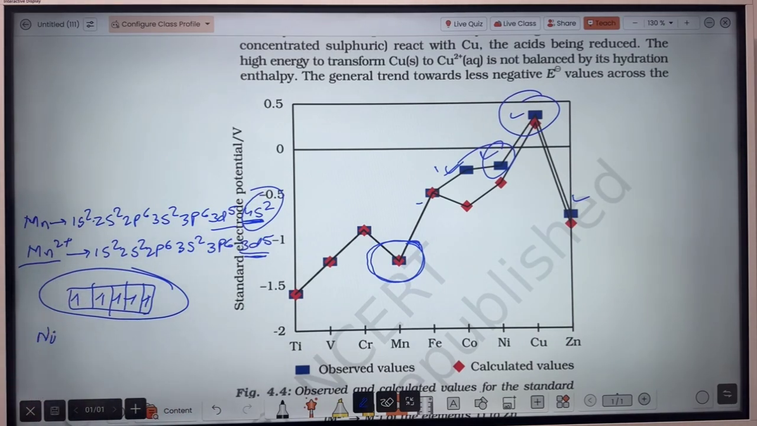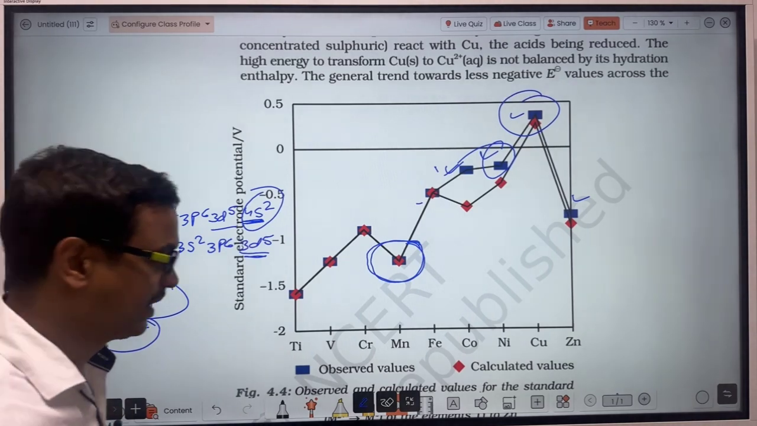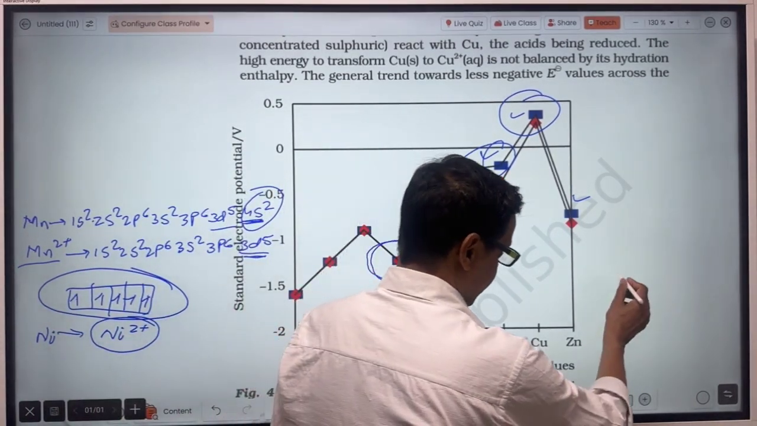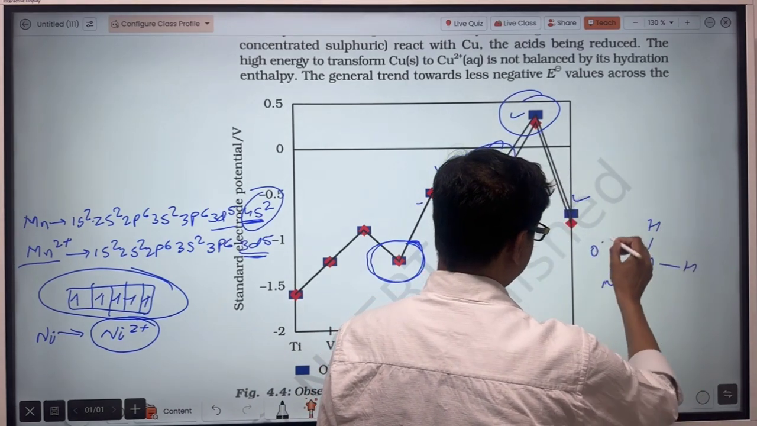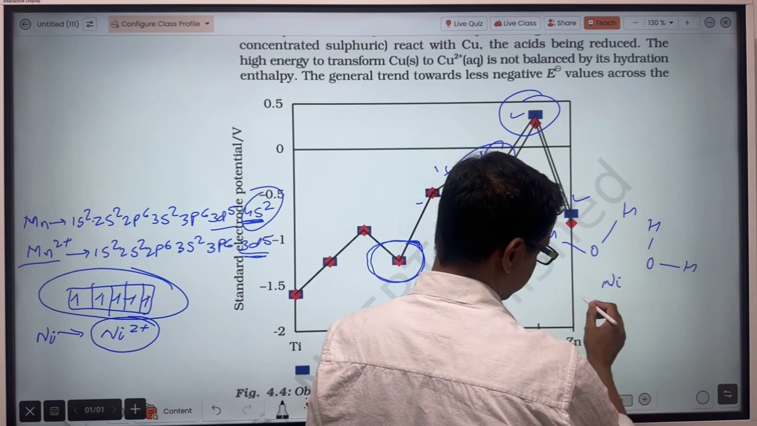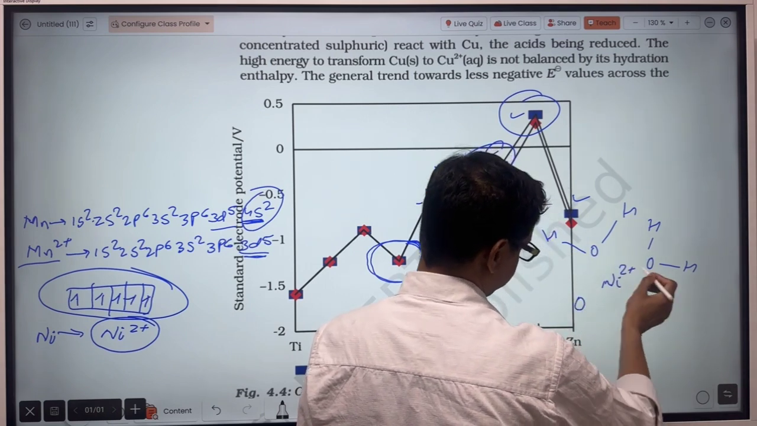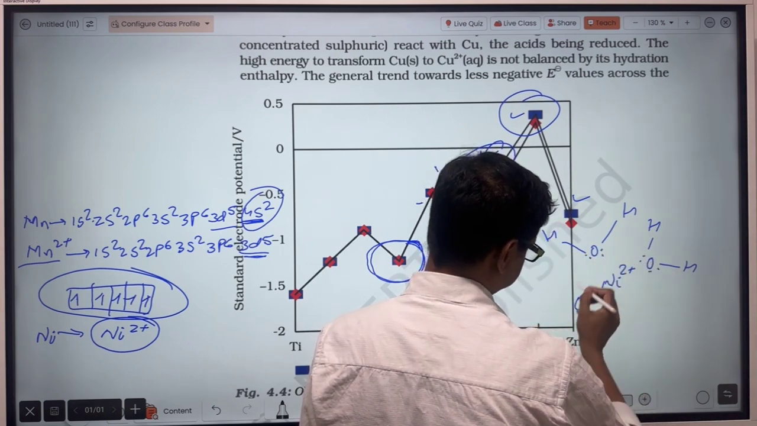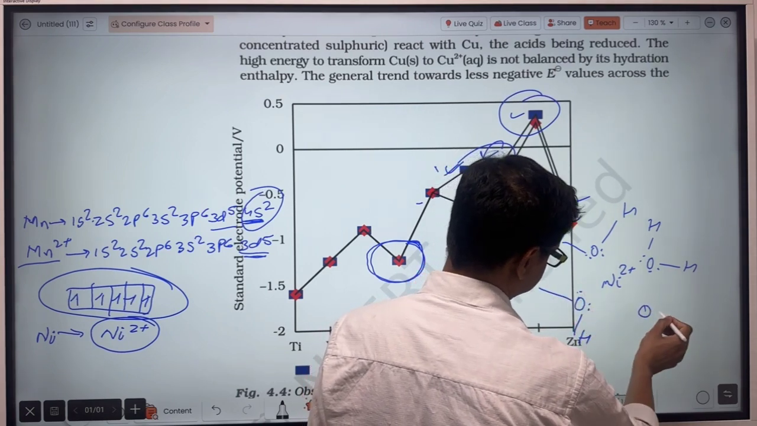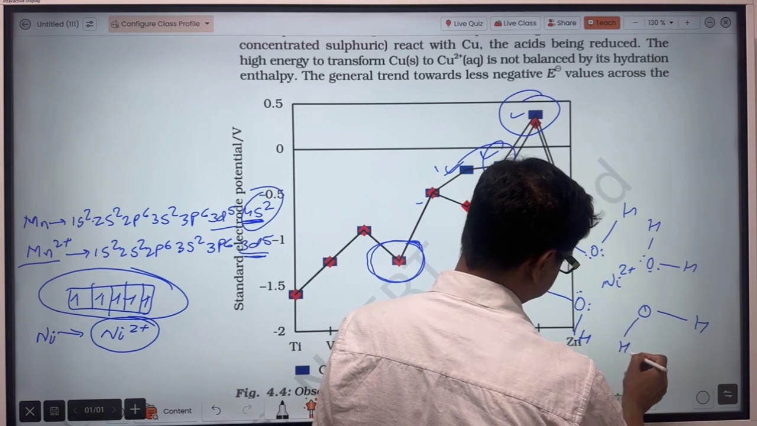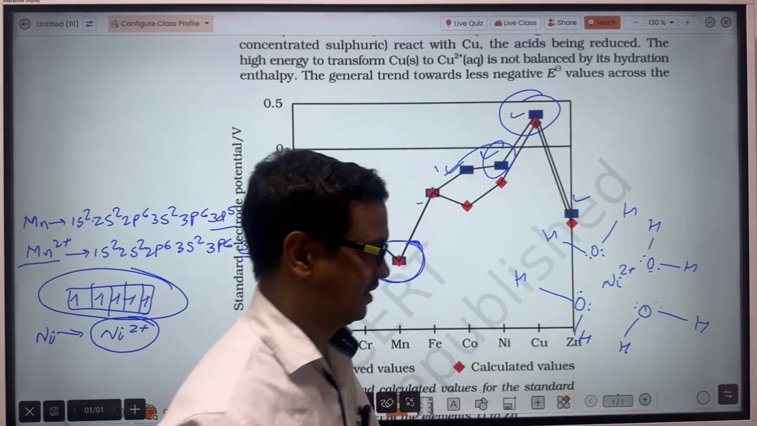Nickel, when it is in the oxidized form Ni2+, has a very small ionic size. So when Ni2+ comes into the aqueous state and is surrounded by water molecules, a high magnitude of heat energy is released. That heat energy released is called hydration enthalpy.